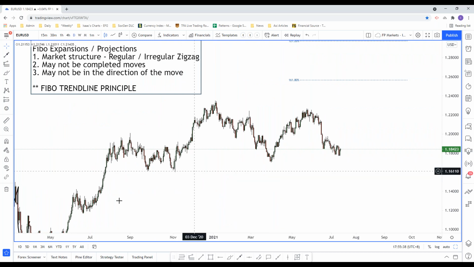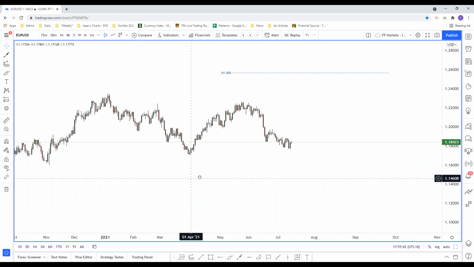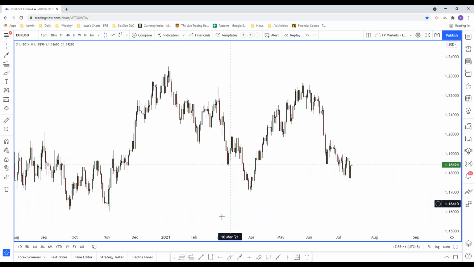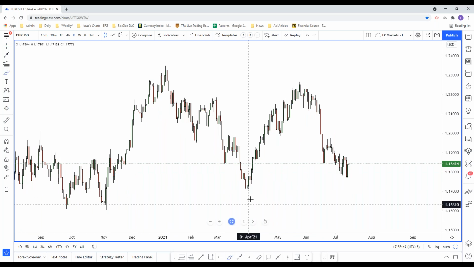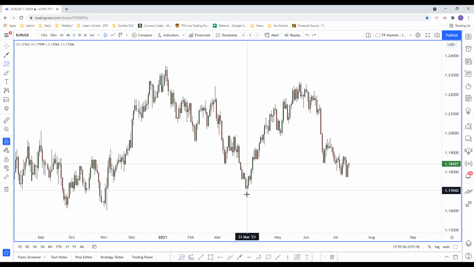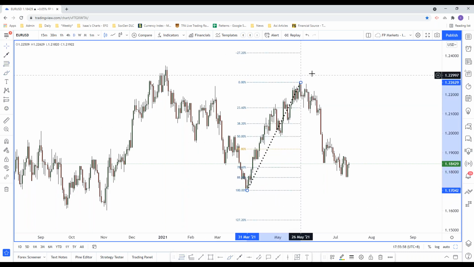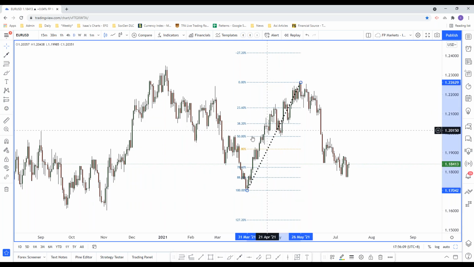This is a very clear example. We have EUR/USD on the daily. There's a swing low here and a swing high here, a completed move. We want to draw a Fibonacci retracement, so we draw it from low to high. Look at how price moves. Price is sticking relatively close to the Fibonacci trend line, so this is a very good example of a Fibonacci retracement.